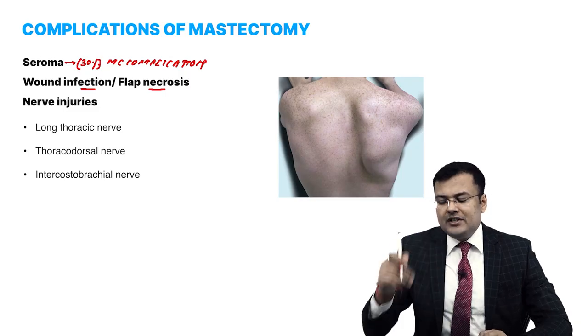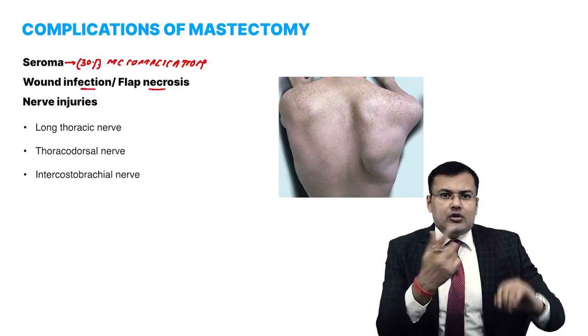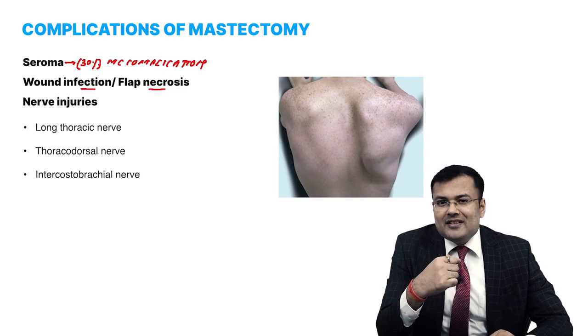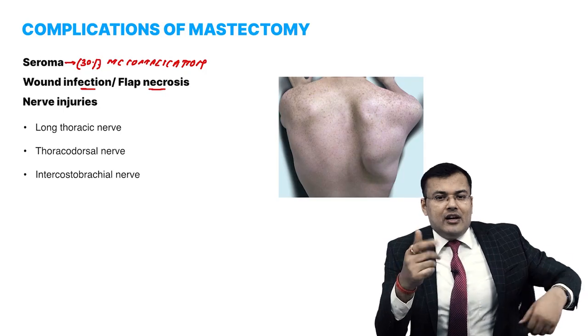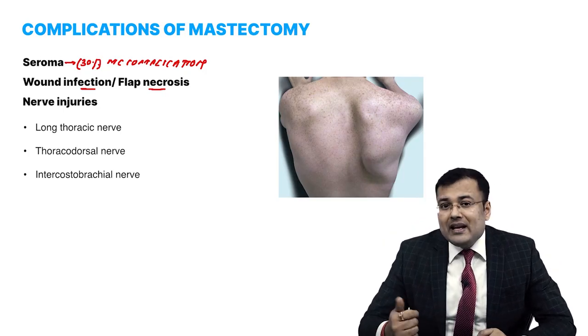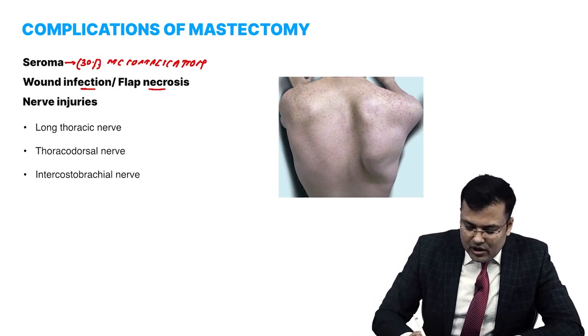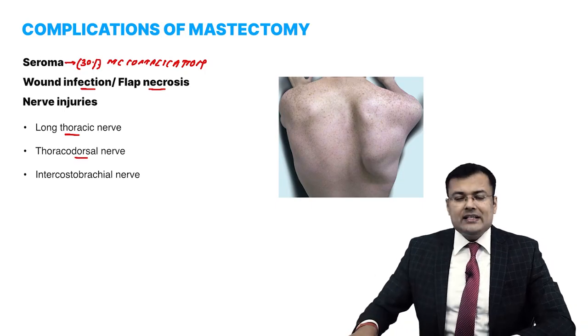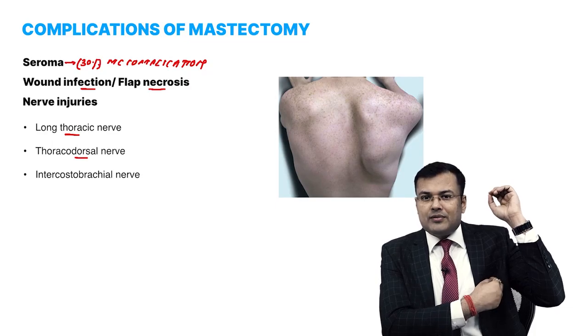After that, what are the nerves injured? First you tell me, what are the muscles in relation to breast? Serratus anterior. So can you tell me which nerve is supplying serratus anterior? Long thoracic. There is another big bulky muscle, latissimus dorsi. So can you tell me, what is the nerve supplying latissimus dorsi? Thoracodorsal. So nerves injured: long thoracic, thoracodorsal, and especially one nerve injured whenever you are performing sentinel lymph node biopsy.